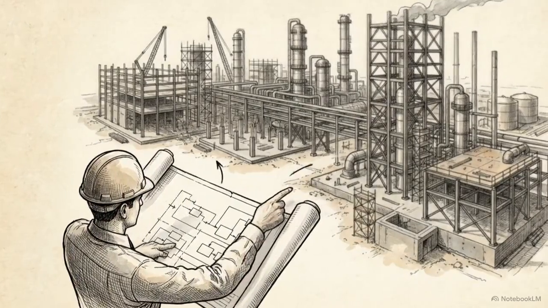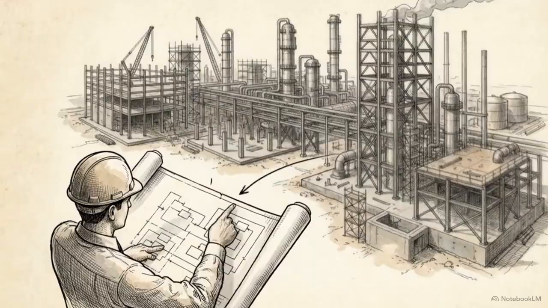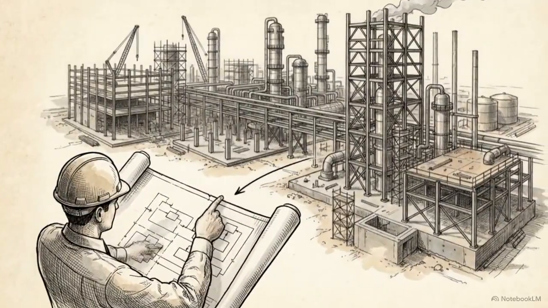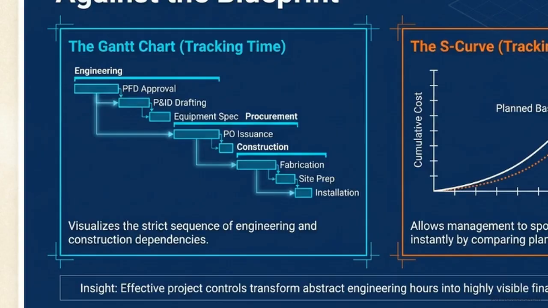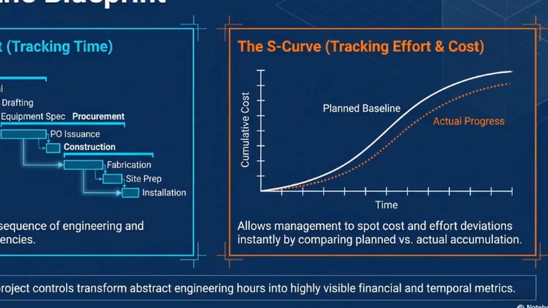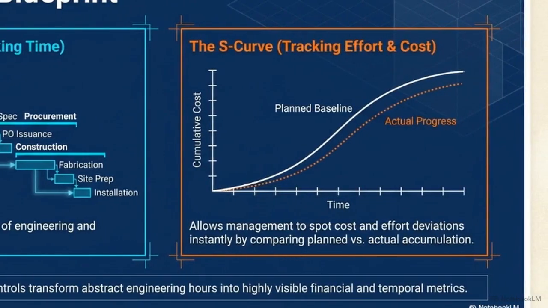To track the physical build against the blueprint, project management relies on specific, measurable controls. The Gantt chart on the left visualizes time, enforcing a strict sequence of dependencies before heavy equipment arrives. The S-curve graph on the right tracks cumulative cost. By comparing the planned baseline against actual progress, management spots financial deviations instantly.